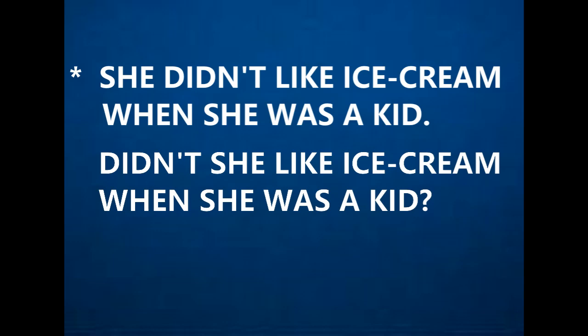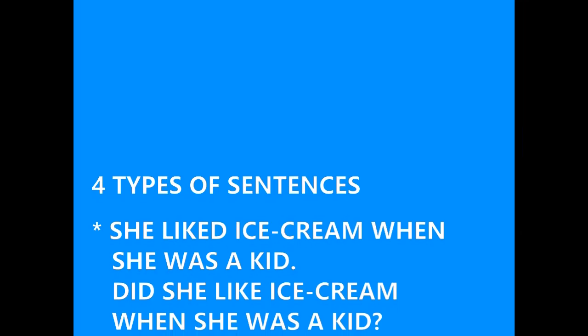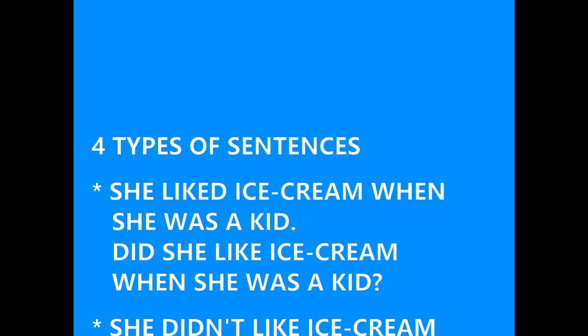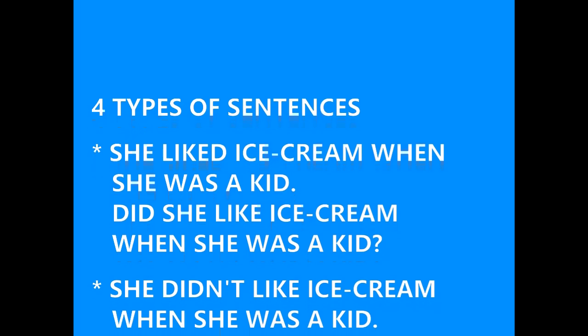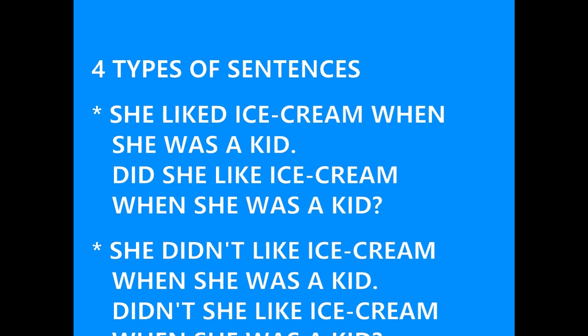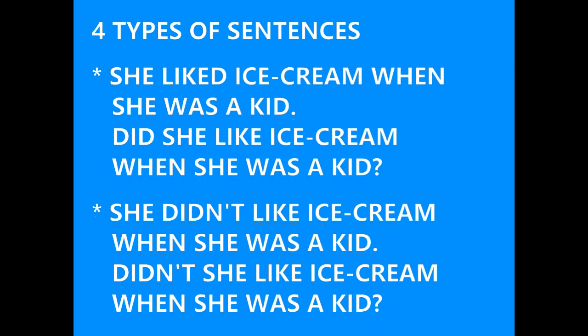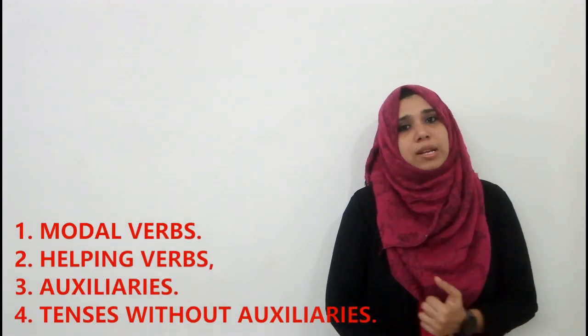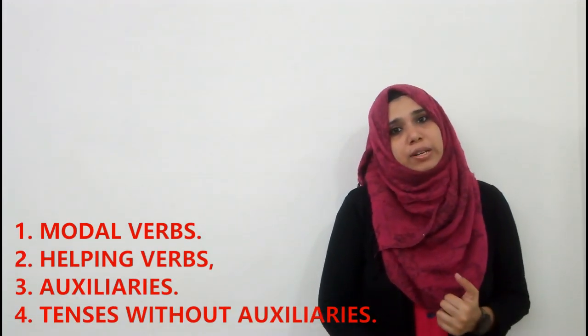Now, again we got four forms. Listen carefully. She liked ice cream when she was a kid. Did she like ice cream when she was a kid? She didn't like ice cream when she was a kid. Didn't she like ice cream when she was a kid? These are the forms. So you have to practice with your own examples. Through this video, we have learned to form different types of questions with modal verbs, helping verbs, auxiliaries and tenses without auxiliaries. Hope you all have understood the lesson.